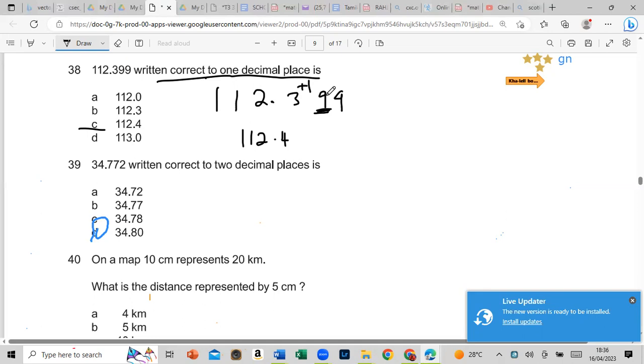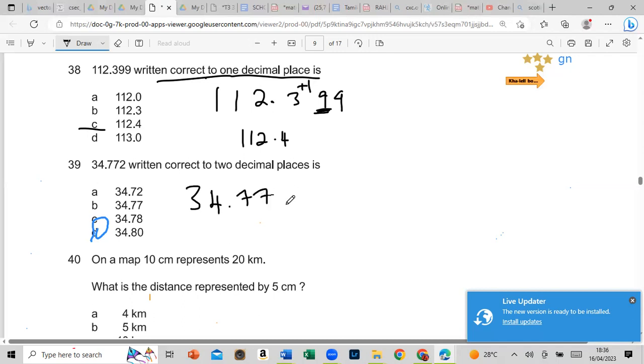B, sir. B or D? B, sir. B as in book. I agree, because guess what? We check the third number. Since it's two decimal places, we check the third number. If it's less than 5, we drop it. So it would be this.